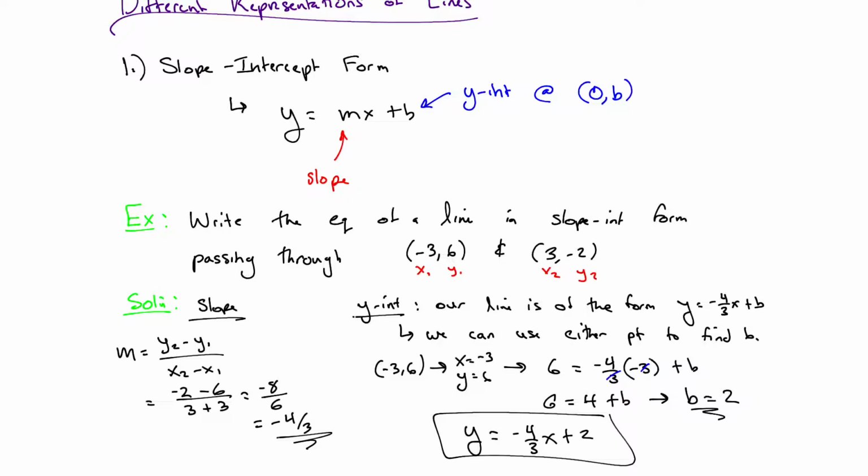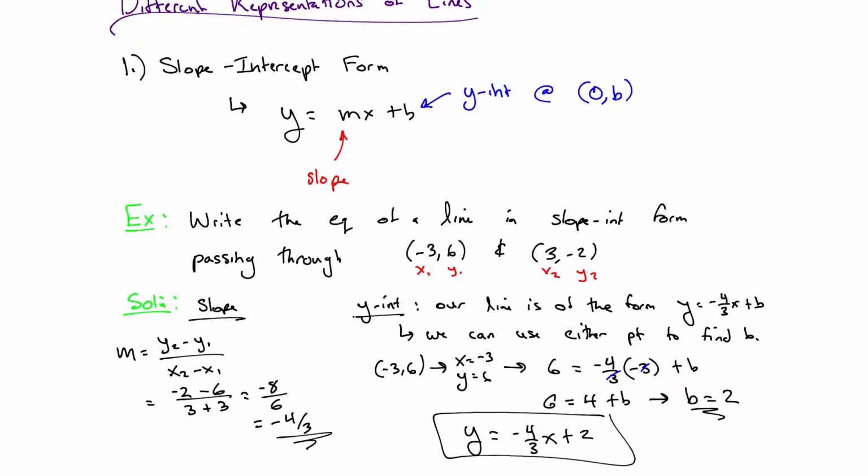So, to graph it, let's also graph it. We're going to do a bonus problem. Bonus: graph y equals negative 4/3 x plus 2. There's a lot of ways we could do it.